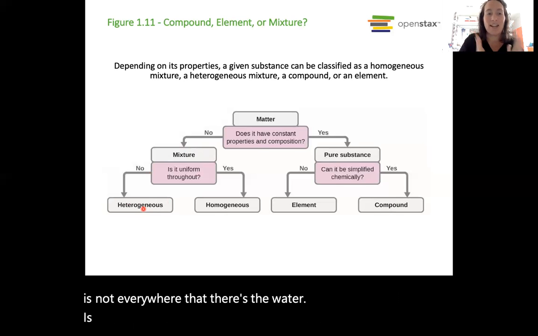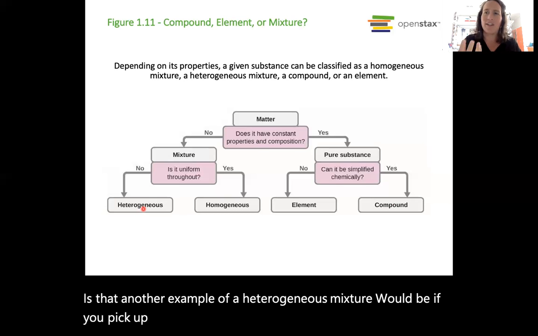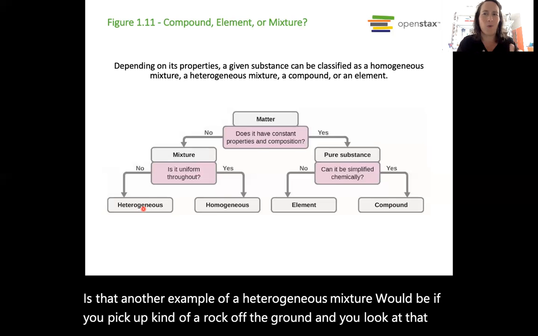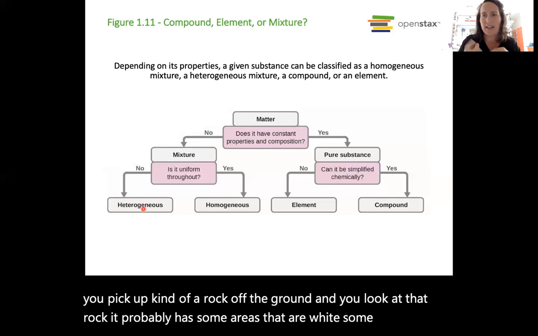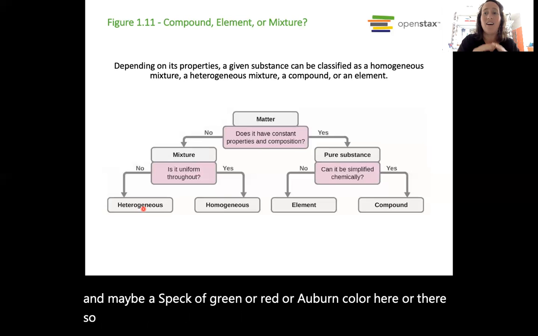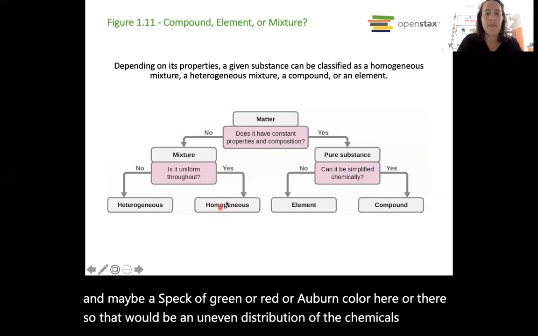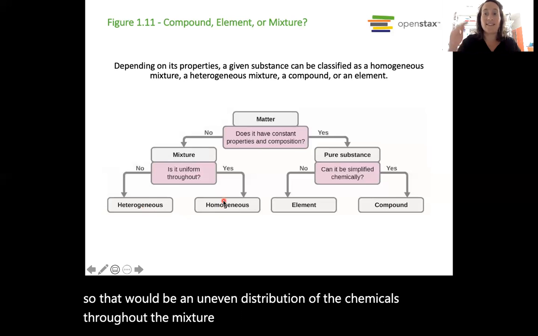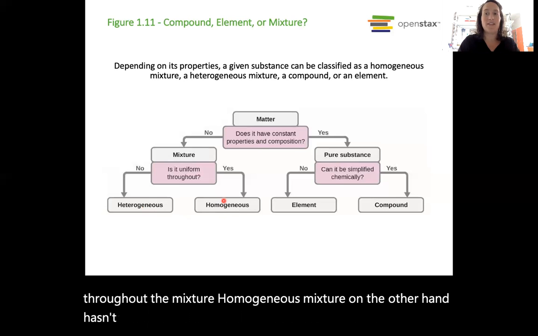Another example of a heterogeneous mixture would be if you pick up a rock off the ground and you look at that rock, it probably has some areas that are white, some that are gray, and maybe a speck of green or red or, you know, auburn color here or there. So that would be an uneven distribution of the chemicals throughout the mixture. A homogeneous mixture, on the other hand, has an even distribution of compounds throughout the mixture.